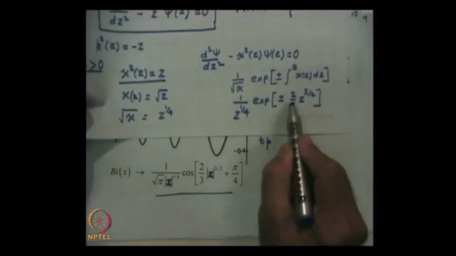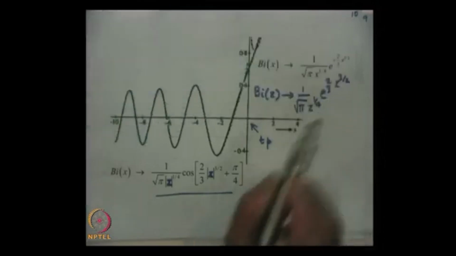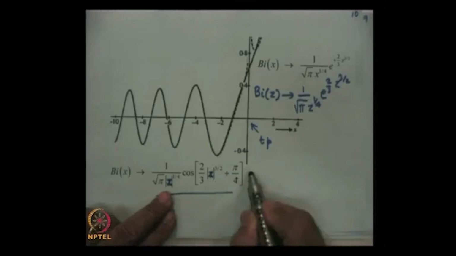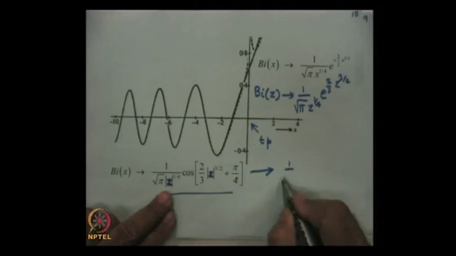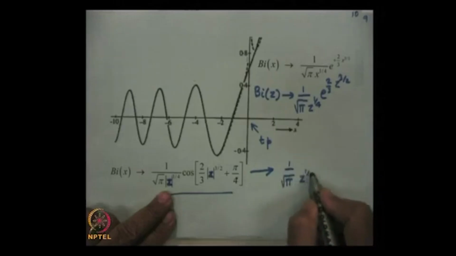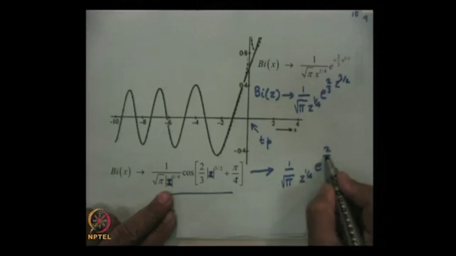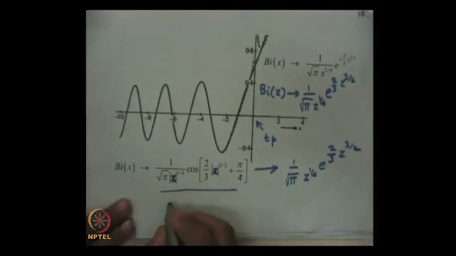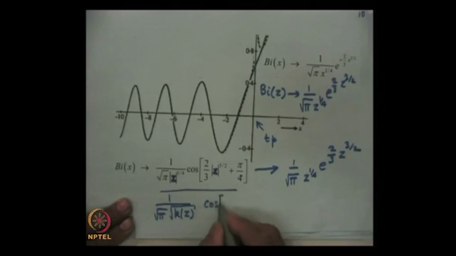You see, exponential plus minus 2 by 3 z to the power of 3 by 2. So, one can say that cos plus pi by 4 goes over to 1 over root pi z to the power of 1 by 4 e to the power of 2 by 3 z to the power of 3 by 2. This suggests that since these are the WKB solutions, therefore, 1 over root pi under root k of z cos of integral k of z dz.